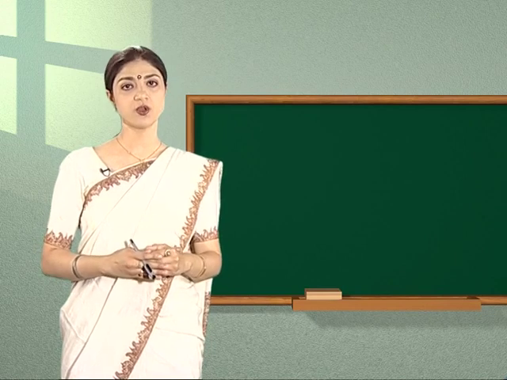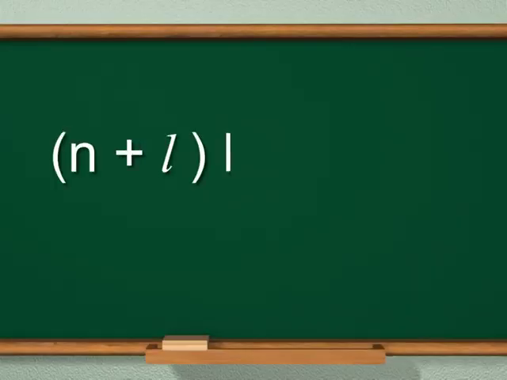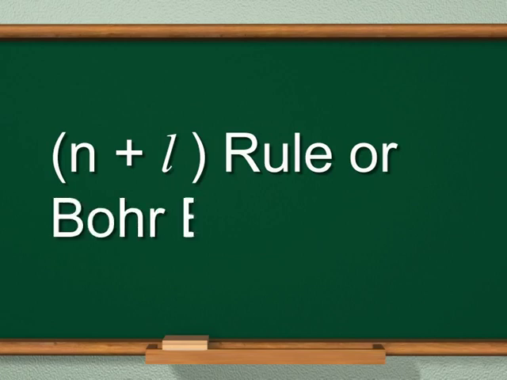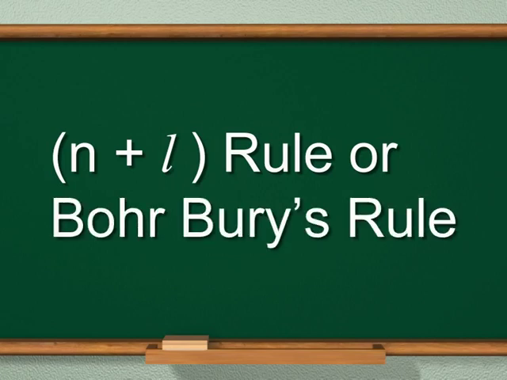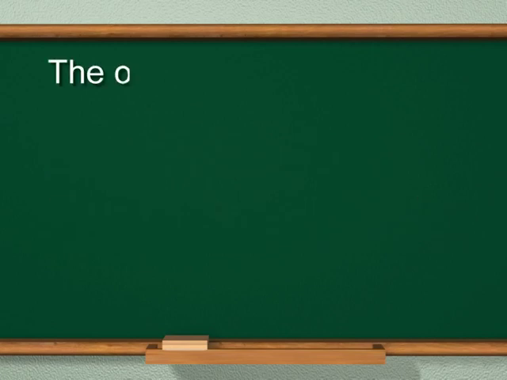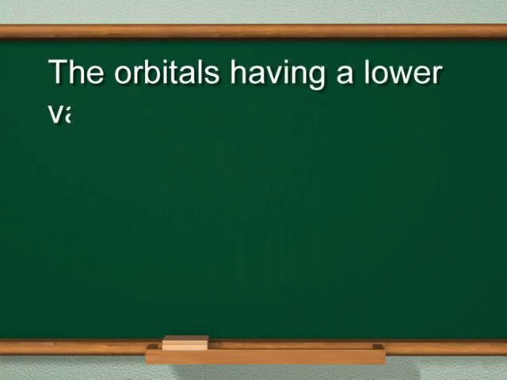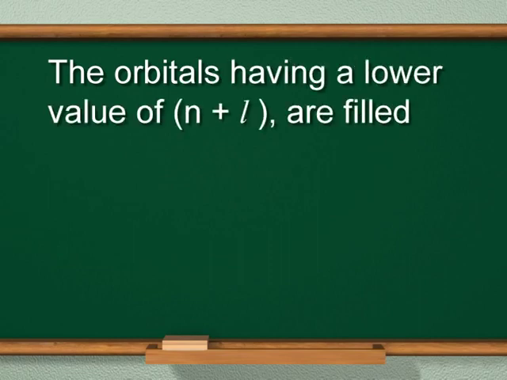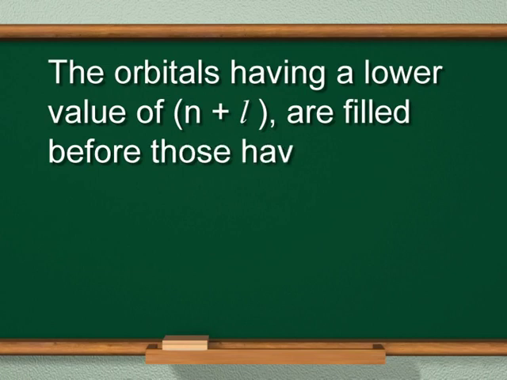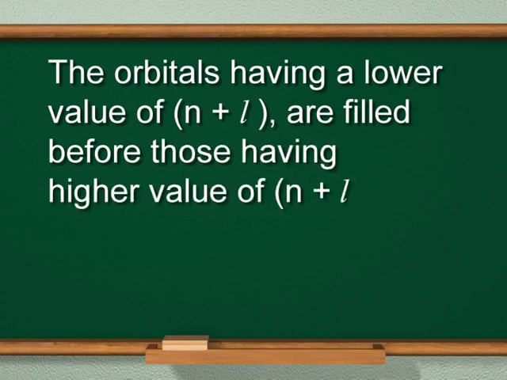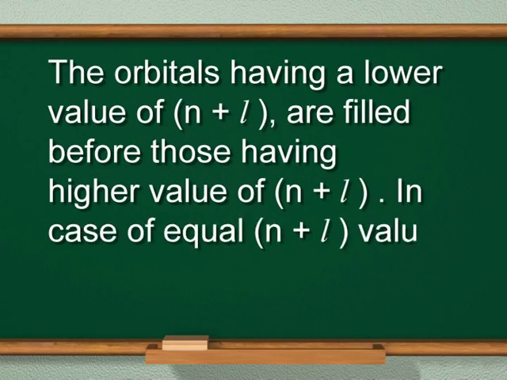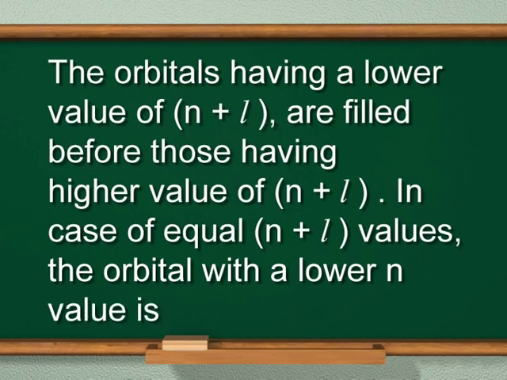This particular sequence is based on a rule known as the n plus l rule or Bohr-Bury rule. As per this rule, the orbitals having a lower value of n plus l are filled before those having a higher value of n plus l. In case of equal n plus l values, the orbital with the lower n value is filled first.